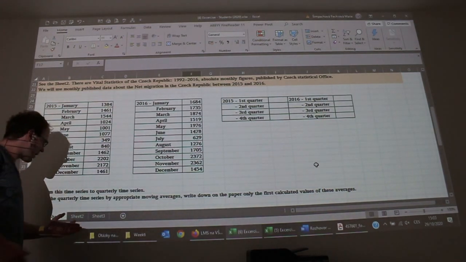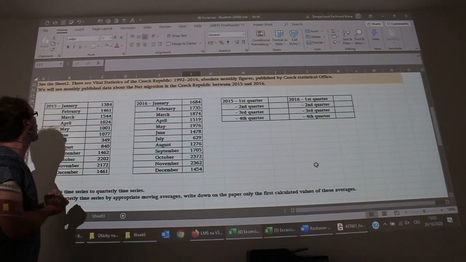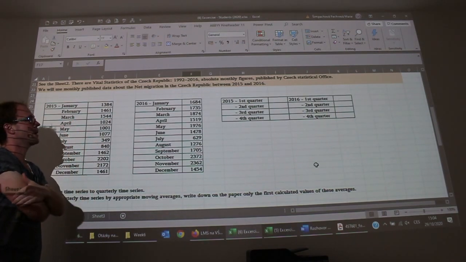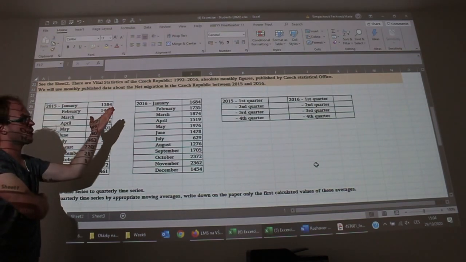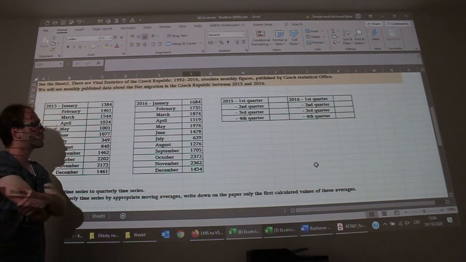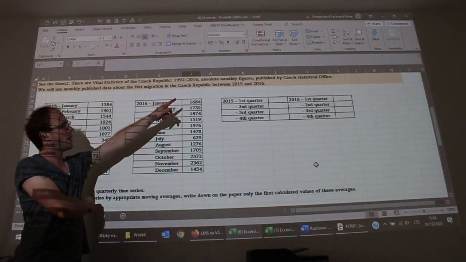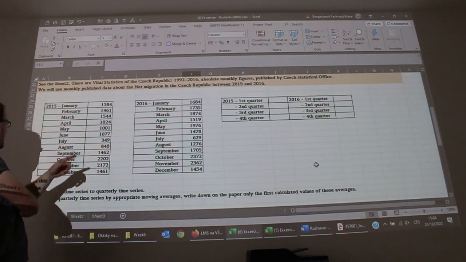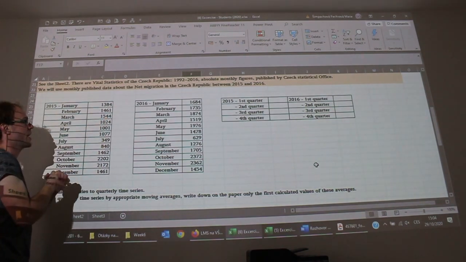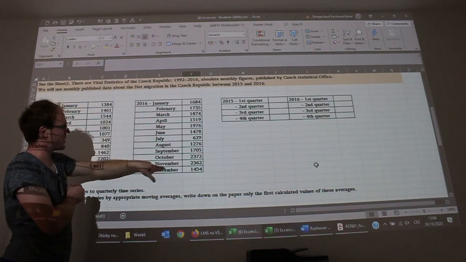You have here another data sheet, which is published by the Czech Statistical Office. There are vital statistics of the Czech Republic from year 1992 to 2016. Absolute monthly figures published by the Czech Statistical Office. It's an official document. Download it from the official websites of the Czech Statistical Office. We will use monthly published data about the net migration in the Czech Republic between 2015 and 2016. For your personal comfort, I copied these empirical values here. 2015 January, and the last observation here, 2016 December.